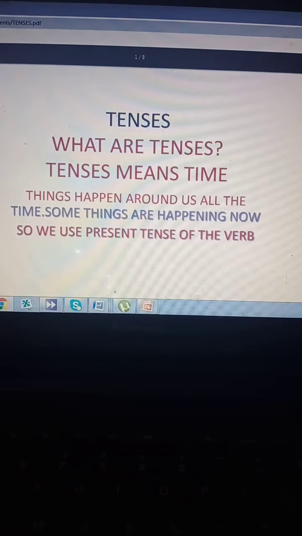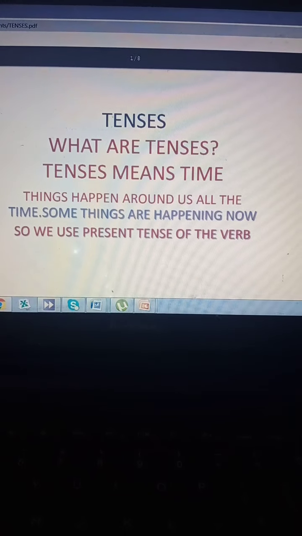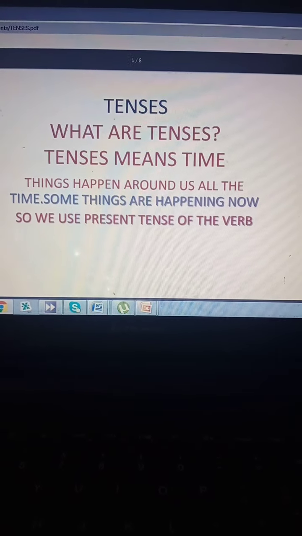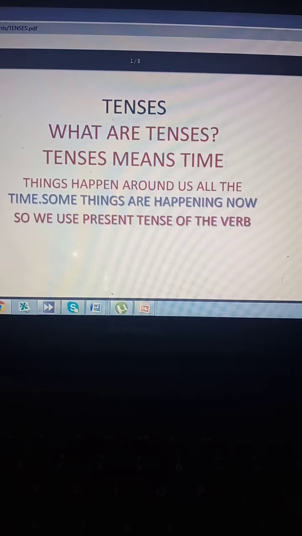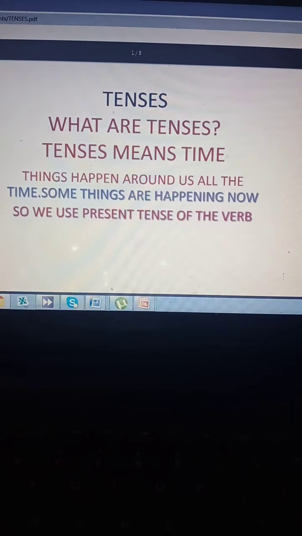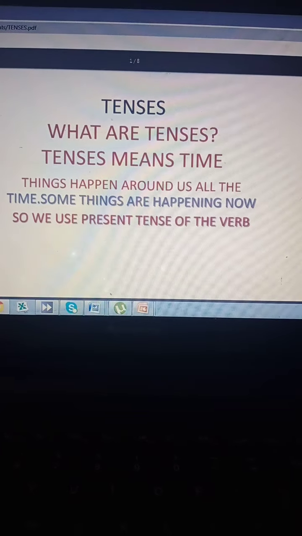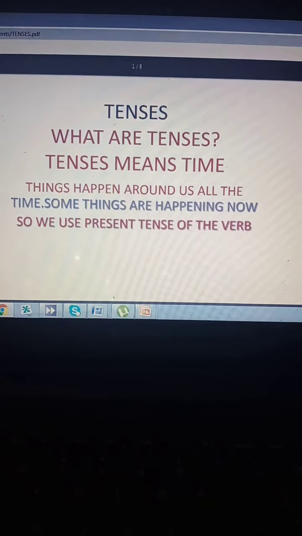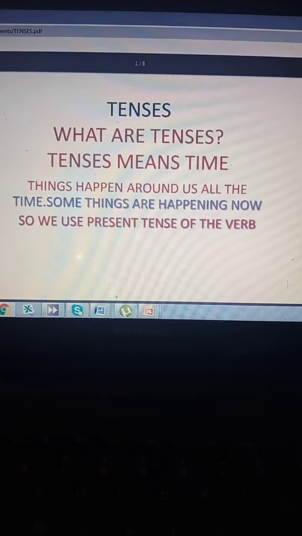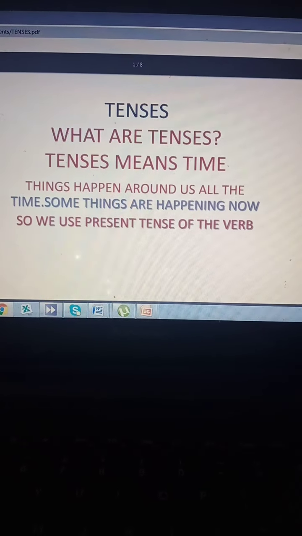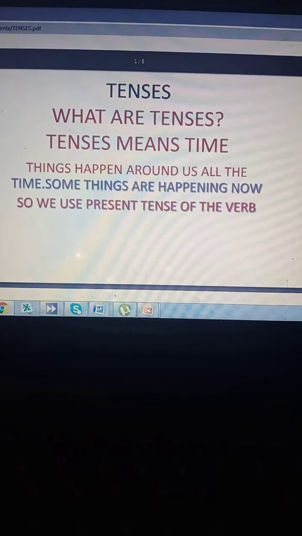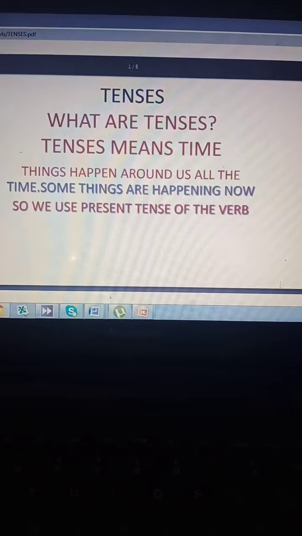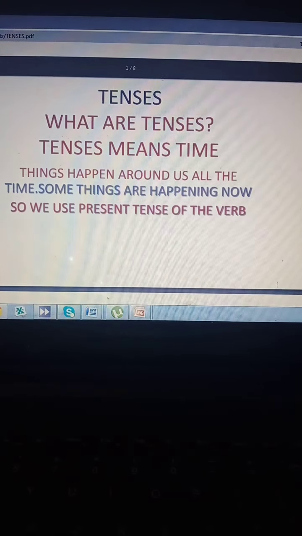Now, what are tenses? Tenses means time. Now, things happen around us all the time. We know it. My mother is cooking. I am studying. My father is working. My brother is playing. So these are all the things happening around. But how can you say what happened and what is going to happen? For that you need the correct tense of the verb.